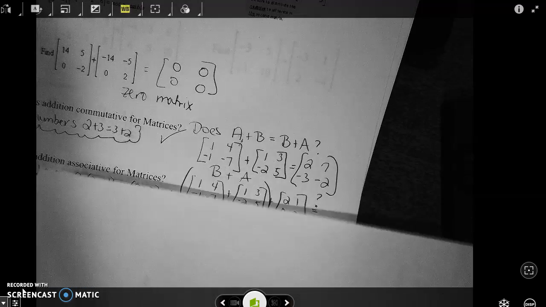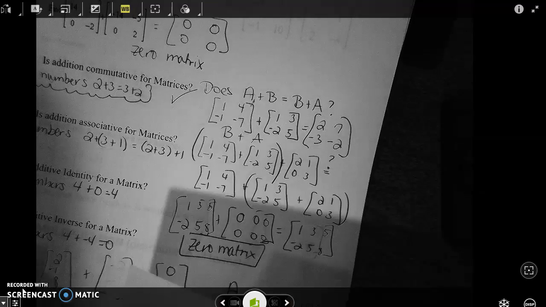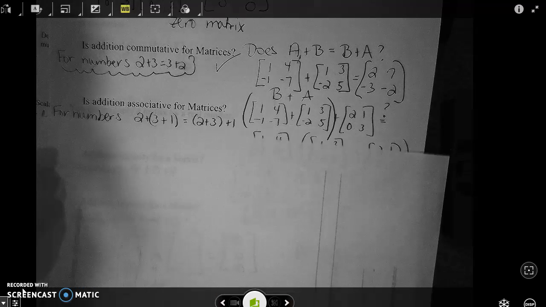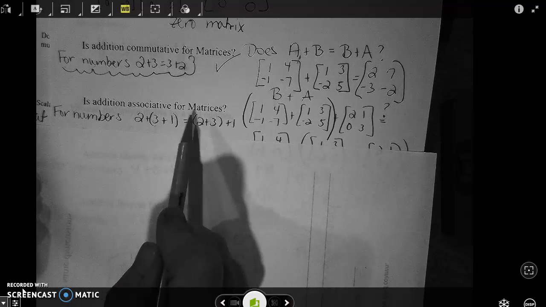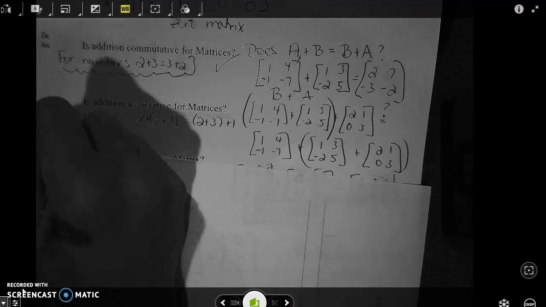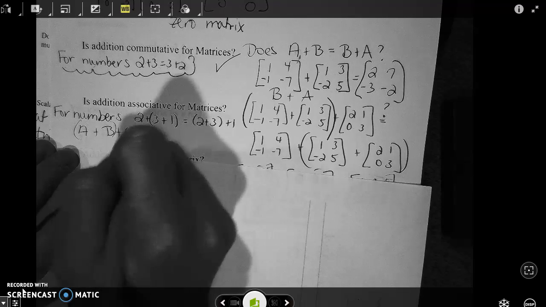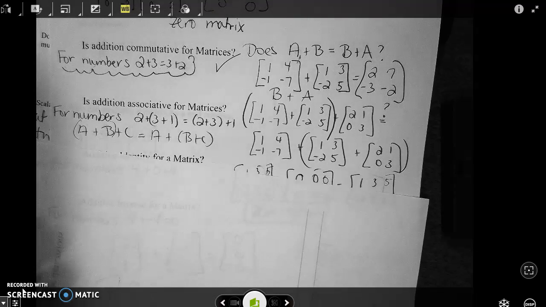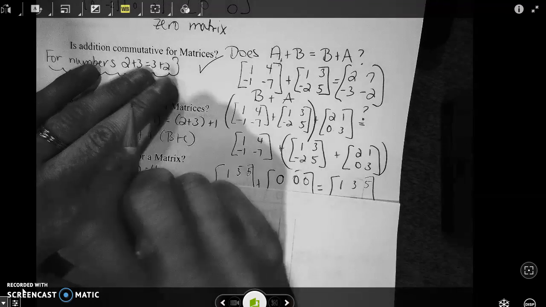So the next property we're going to look at is, is matrix addition associative? As a reminder, the associative property would mean for numbers 2 plus the quantity 3 plus 1 is equal to the quantity 2 plus 3 plus 1. So for matrices, would A plus B plus C equal A plus the quantity B plus C? Once again, I rewrote it over here for you, on the side, so it looks crowded.